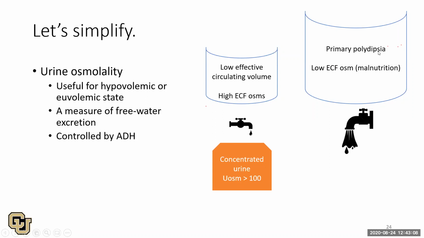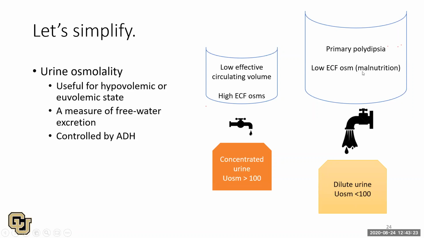In primary polydipsia, where you have tons of free water incoming, your body's like, that's too much free water. I got to get rid of it. So it's going to pee that water out. Your ADH is shut off, and so you're going to have a dilute urine. Your osms are going to be less than 100.